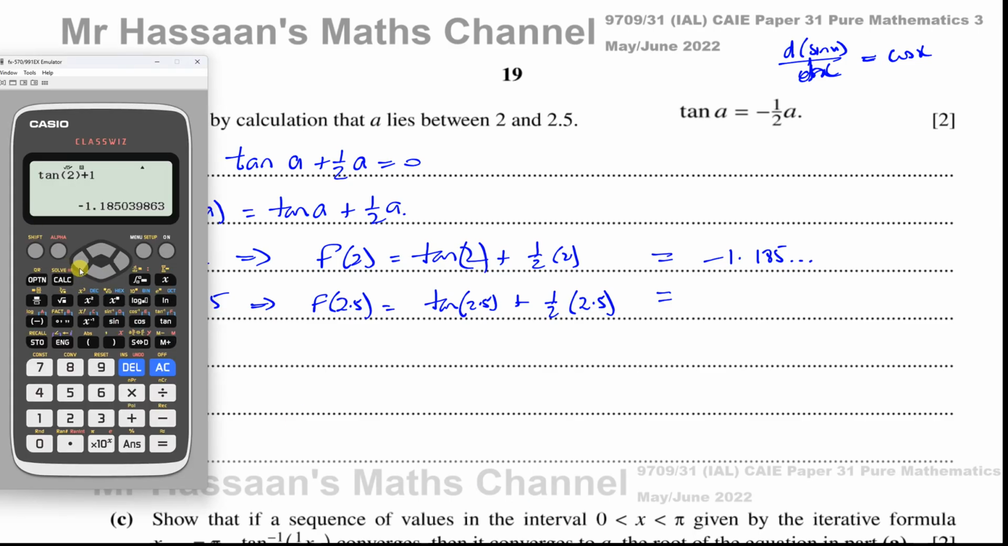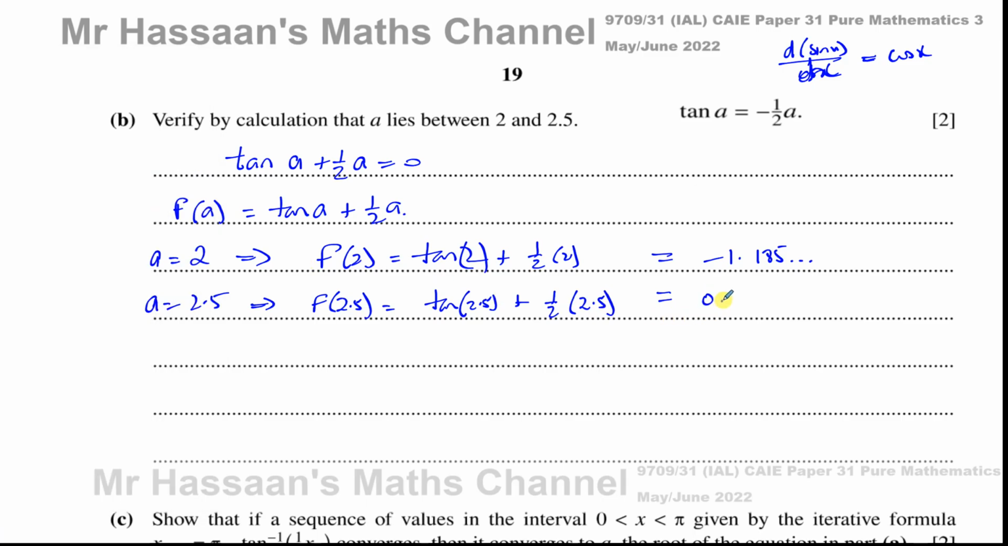So I'll replace this by 2.5. This is going to be a half of 2.5, which is 1.25. So tan of 2.5 plus 1.25. That gives us a positive value, 0.5029.